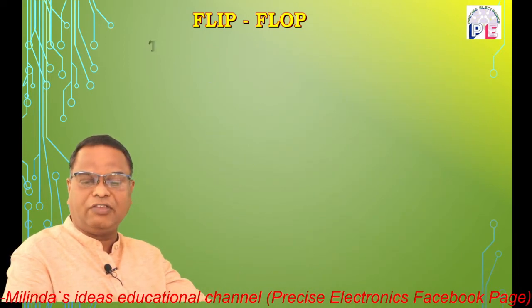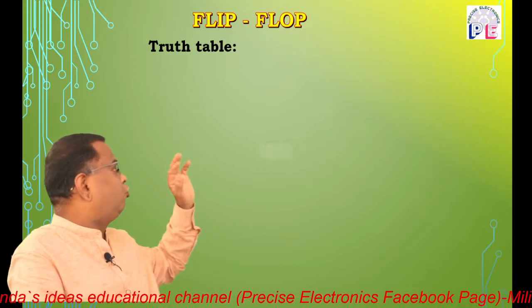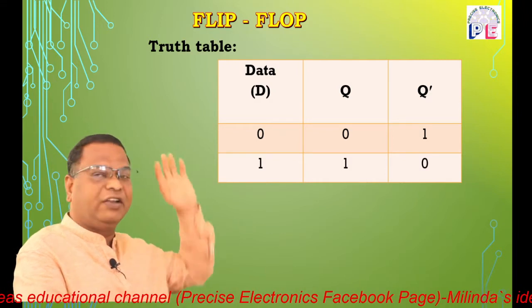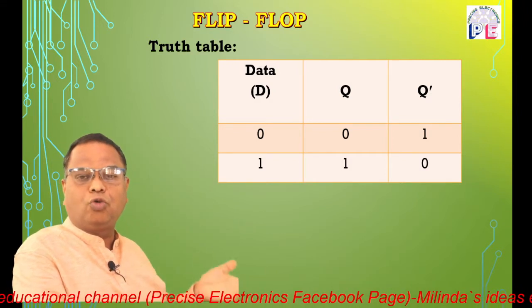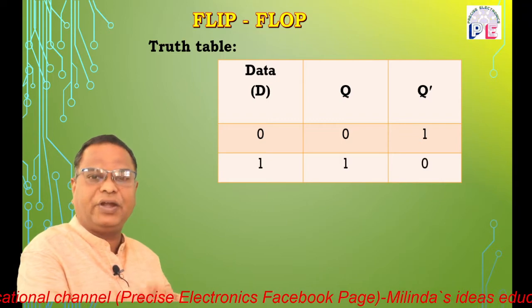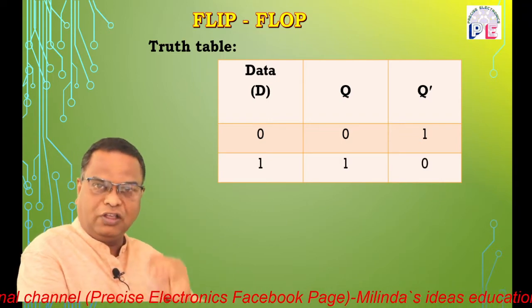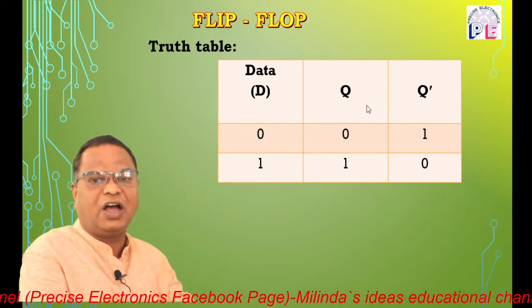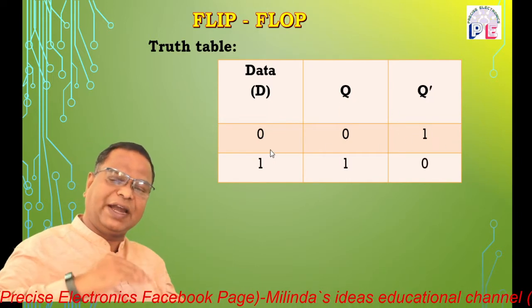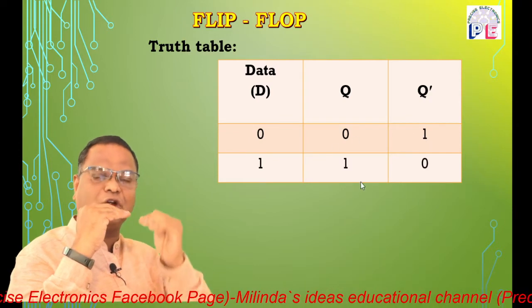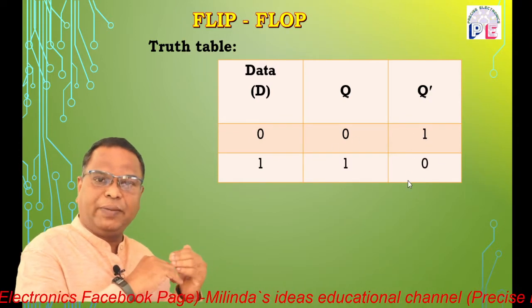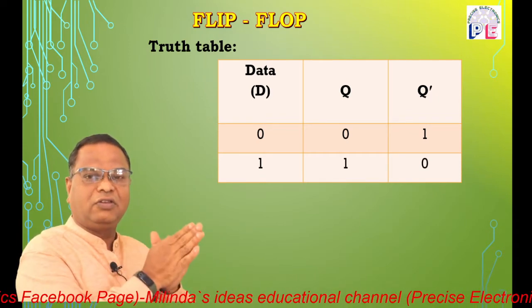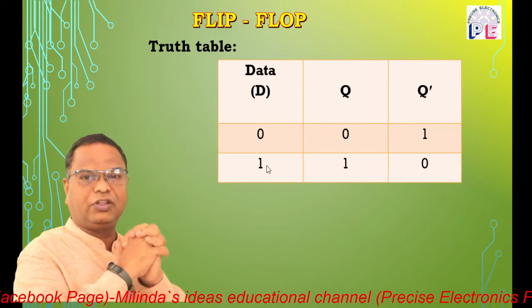The truth table of the D flip-flop is now going to be displayed on your screen. From this truth table, it is clear that there is only one input, the data input D, and two outputs, Q and Q complement. When the data input is 0, Q is 0, that means the output remains low, while Q complement becomes high, 1. When the data input is 1, Q is also 1, while the complement of the output, Q bar, goes to low level. That means the output is the same as the input. So that is the D flip-flop.